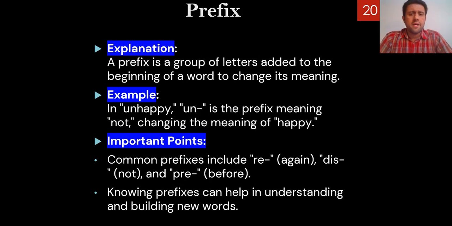The next one is prefix. A prefix is a group of letters added to the beginning of a word to change its meaning. As an example, in unhappy, un is the prefix meaning not, changing the meaning of happy. Important points about this word: common prefixes include re, which means again, un, which means not, and pre, which means before. Knowing prefixes can help in understanding and building new words.